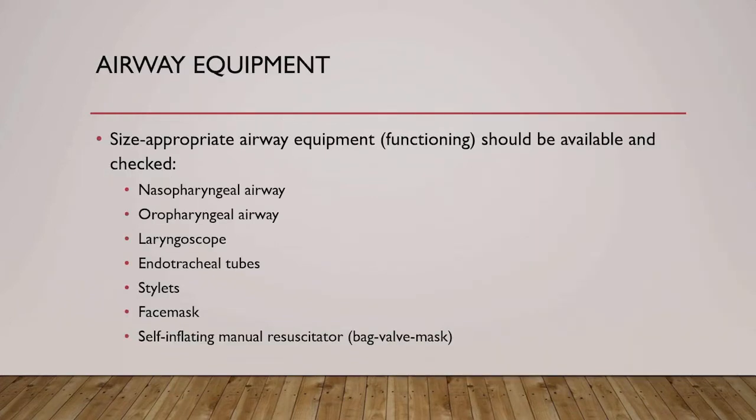So the third one, A, is airway equipment. Different sizes appropriate for the patient should be available and checked. Airway equipment can range from a nasopharyngeal airway and oropharyngeal airway to intubation equipment such as laryngoscope, endotracheal tube, and stylet. Also, if you cannot intubate the patient, or before the intubation, you need to have a face mask and a self-inflating manual resuscitator bag-valve-mask.